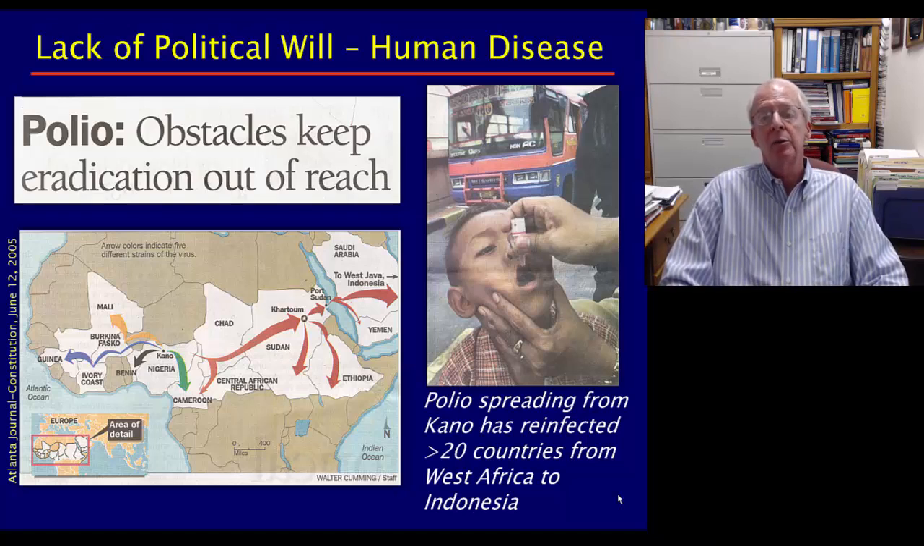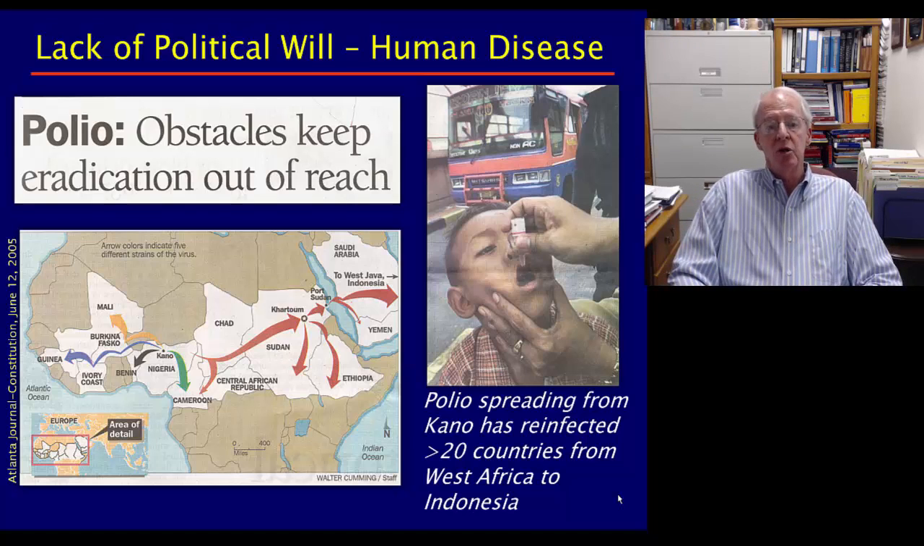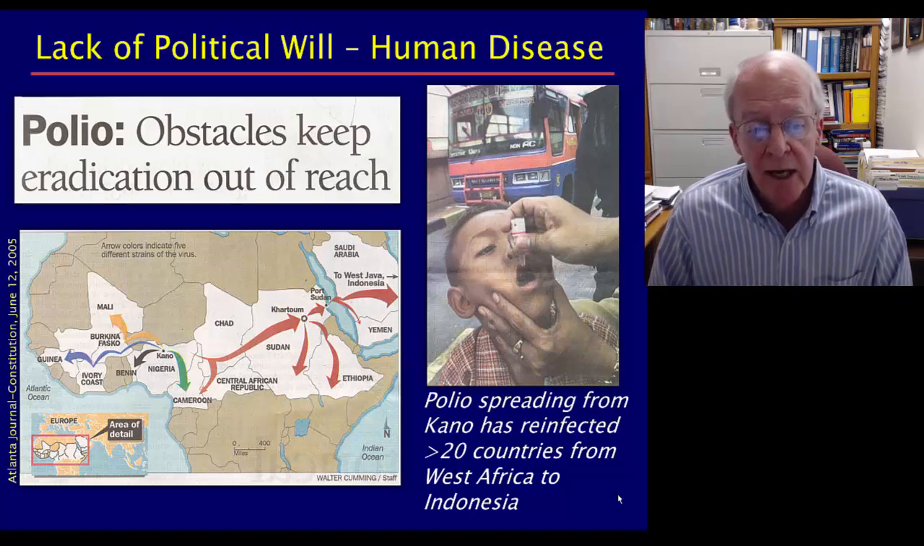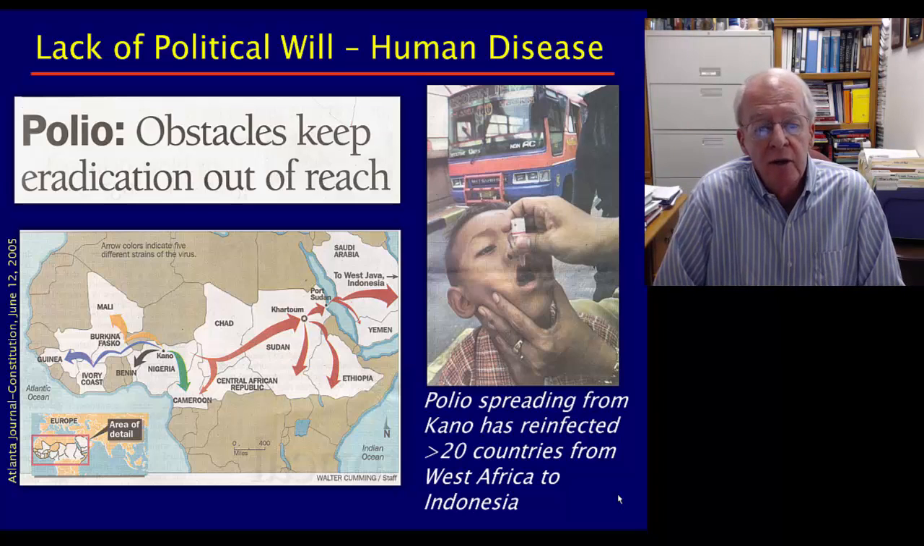Another factor, lack of political will. Here's an example taken from human disease, polio. Obstacles keep eradication out of reach. This is a map from a newspaper article in the Atlanta Journal-Constitution in 2004, showing what happened following a decision by religious leaders in northern Nigeria to cease polio immunization campaigns in the area because of concerns about the motives of the campaign and possible problems with the vaccine.